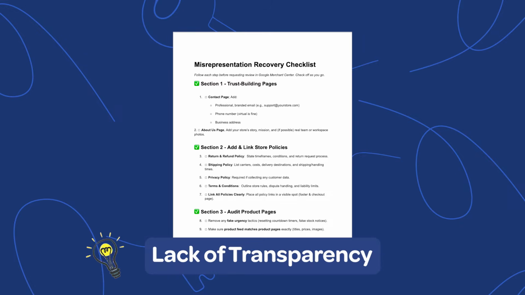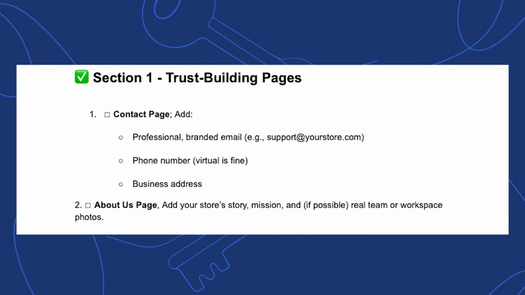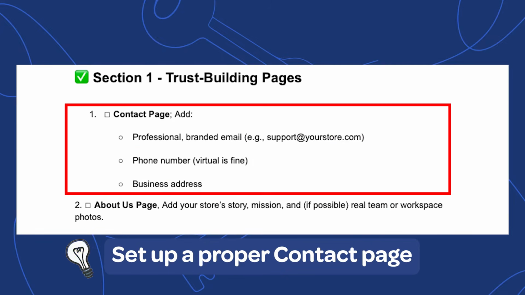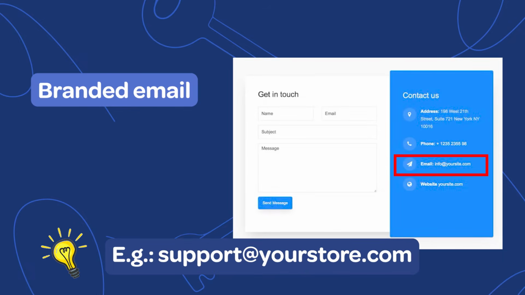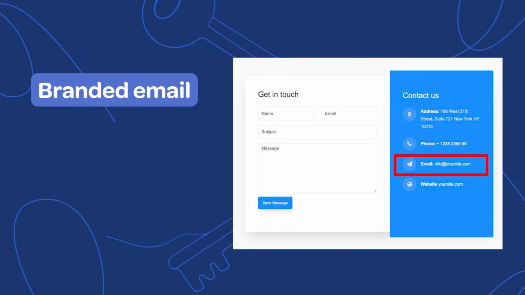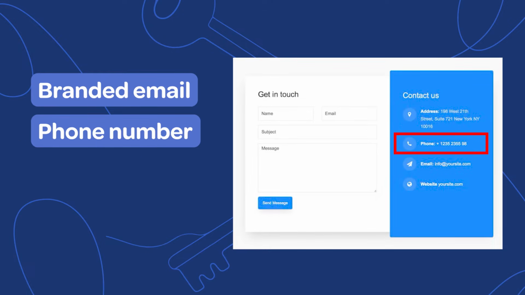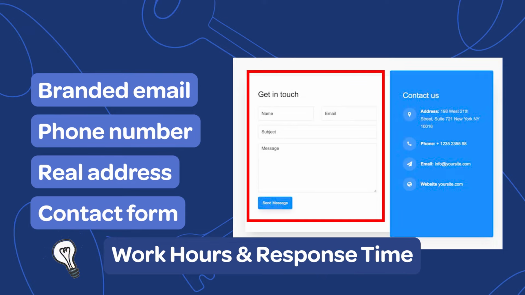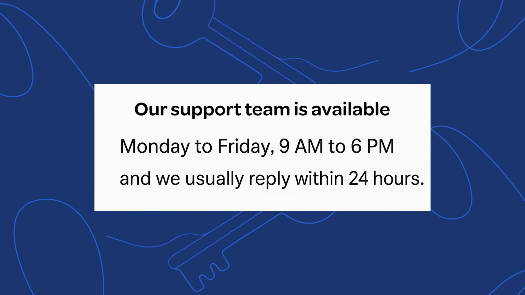Okay, so the first one, lack of transparency. If your site doesn't have a clear contact page with an email, phone number, or even an address, that's an immediate red flag. So set up a proper contact page. I mean, a branded email like support@yourstore.com and skip the generic Gmail or Yahoo stuff. A phone number, a real business address, and of course, a contact form. It doesn't need to be fancy, but it has to be easy to find and super clear. To be even more transparent, I recommend adding your working hours and how long it usually takes to reply. For example, our support team is available Monday to Friday, 9 a.m. to 6 p.m., and we usually reply within 24 hours.